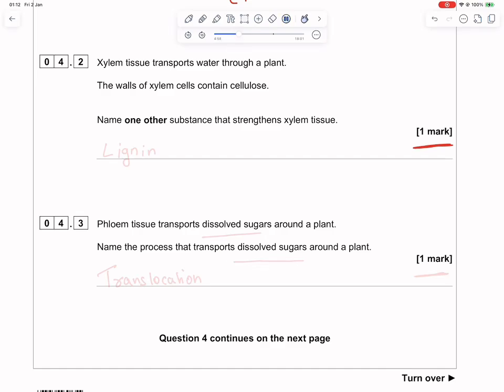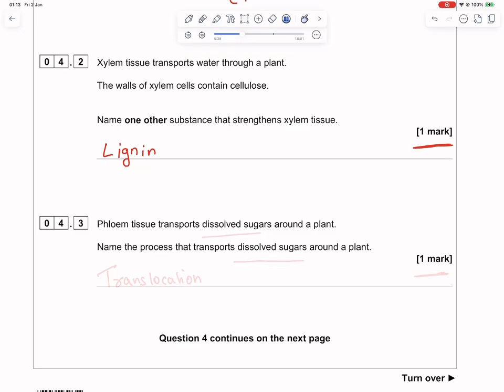Now, xylem has strict rules. Xylem vessels transport water under tension. If their walls had only cellulose, like other cell walls of plant cells, they would collapse. So therefore, we need strength in the walls of xylem. And the substance which strengthens the xylem tissue is lignin. It makes the wall thick, waterproof, and rigid. So the memory tip I want to give you here: lignin is line hardening. So it keeps the xylem tubes open.